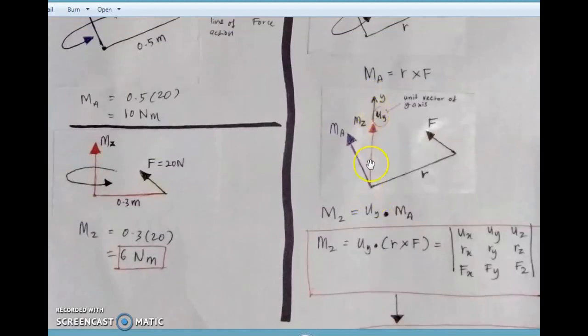So the moment lies on an axis, whether x, y or z axis, rather than the actual moment, which maybe is not on the actual axis.